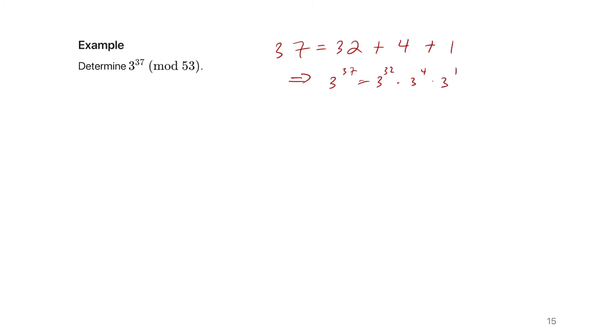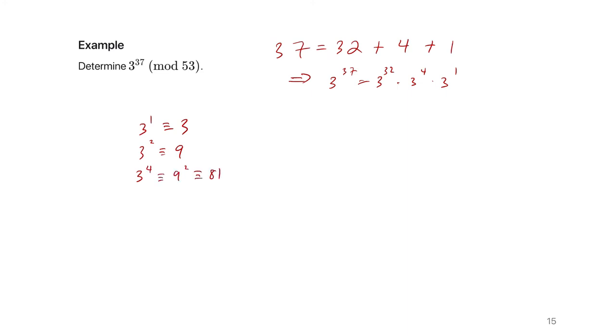Okay, but along the way, I might end up calculating a bunch of other things. Well, so why don't we start? 3 to the 1 will just be 3. And I'm not going to keep writing modulo 53, because I think at this point it's understood. 3 squared is just 9. Doesn't help us that much. 3 to the 4 is the next one we need. Well, that's 9 squared, that's 81.